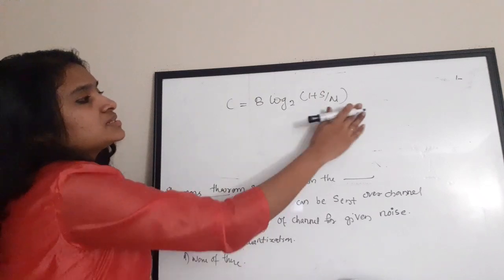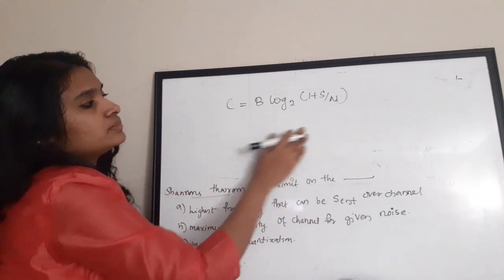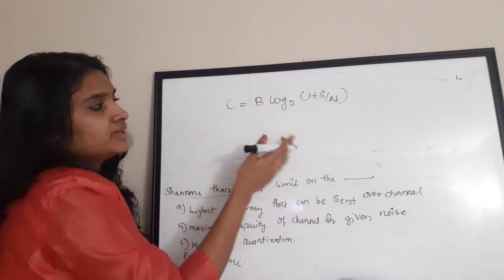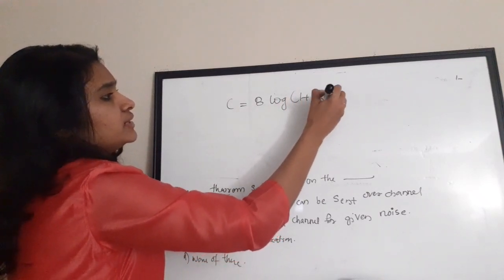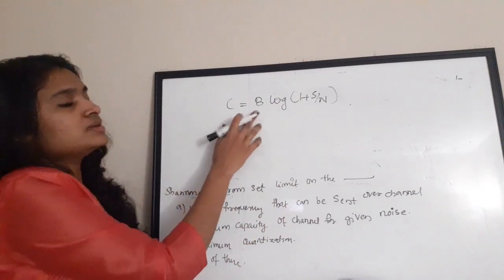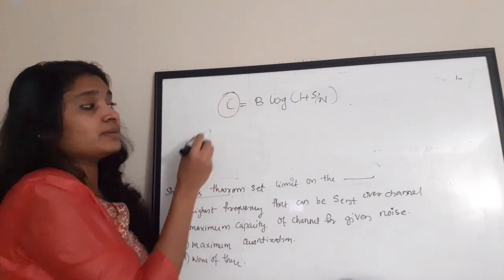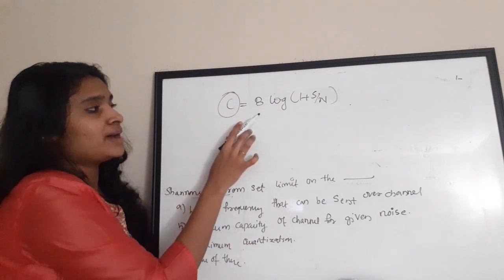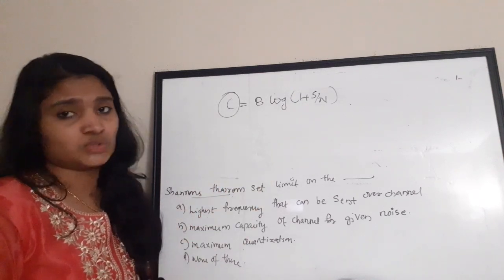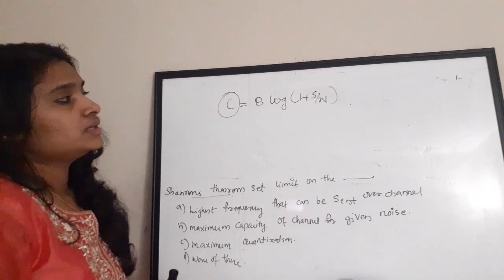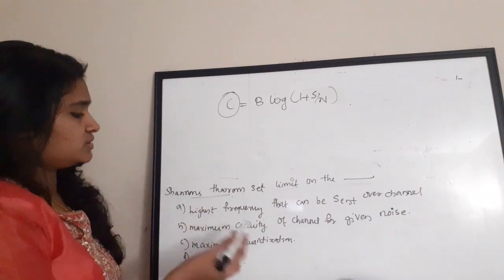So this is your Shannon-Hartley theorem, or you can write log(1 + S/N). Now here C is the capacity of your communication channel, B is the bandwidth, and S/N is the signal to noise ratio. Now let us move on to the question once again.